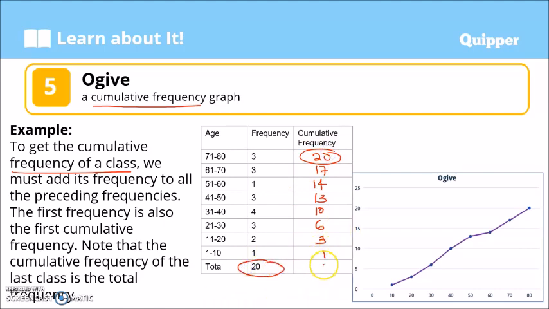Okay? And so when we have this cumulative frequency in our frequency distribution table, we can now construct our ogive. Okay? A cumulative frequency graph. So, here, ang ipa-plot natin, hindi na yung class interval, but it's the upper limit of the class interval or the class.